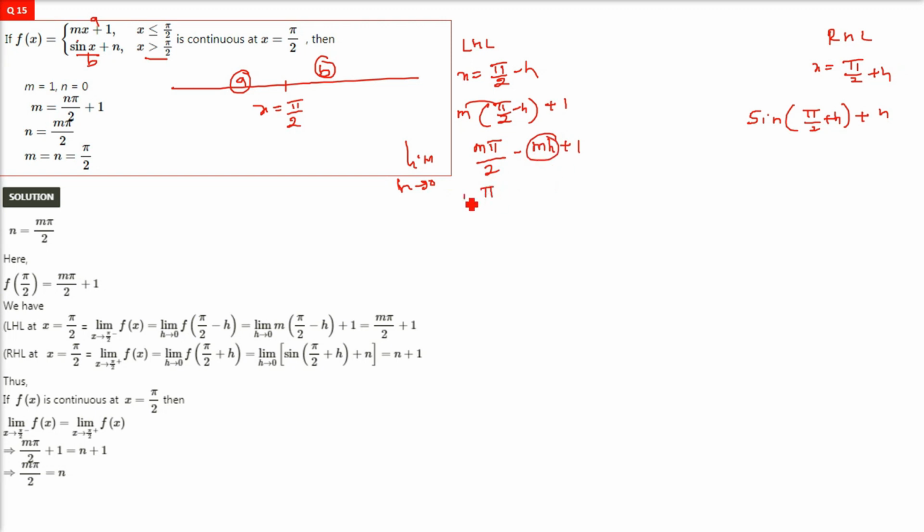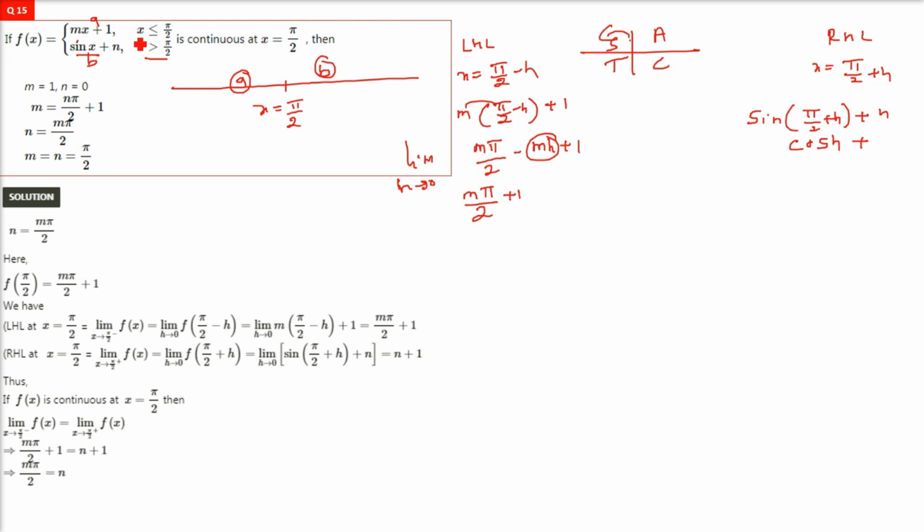M pi by 2 plus 1, this will come on the left hand limit. Right hand limit, it is sine 90 plus theta. If you just go through this add sugar to coffee, that is where the different trigonometric terms are positive and negative. That is how we see here. So sine is positive here, sine 90 plus theta is cos theta, cos h it will be. So final is cos h plus n.